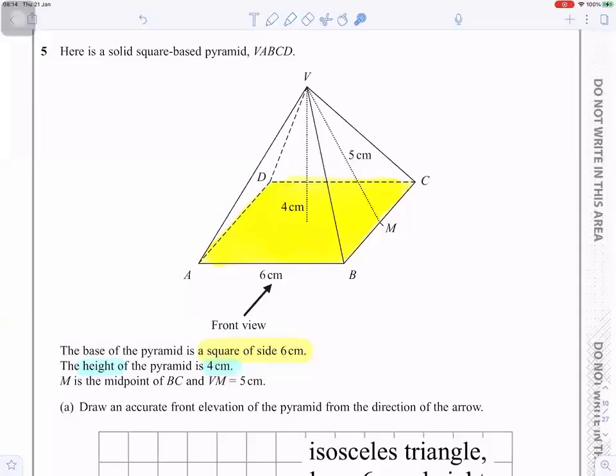Question number 5. Here is a solid square-based pyramid, VABCD. The base of the pyramid is a square of side 6 centimeters. The height of the pyramid is 4 centimeters. M is the midpoint of BC and VM is 5 centimeters. Draw an accurate front elevation of the pyramid from the direction of the arrow.